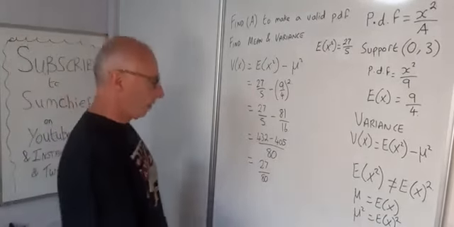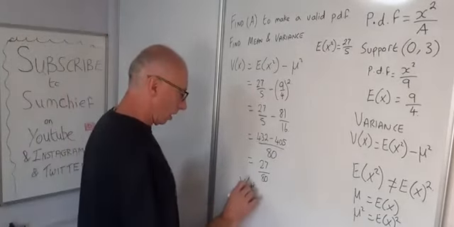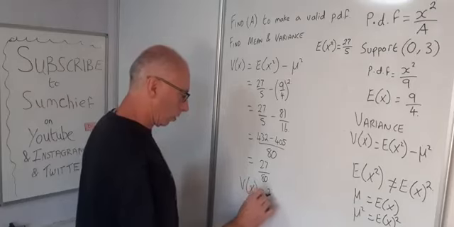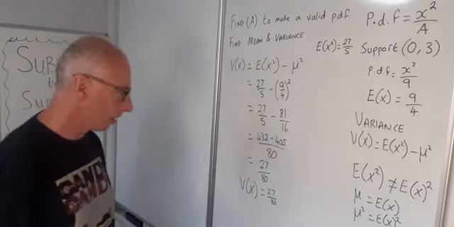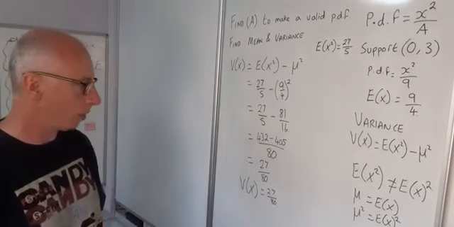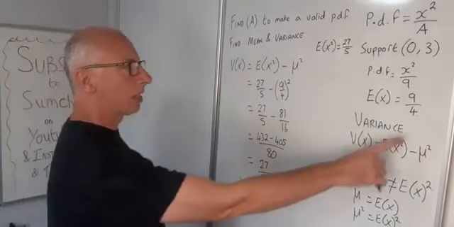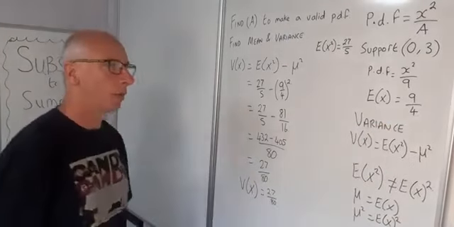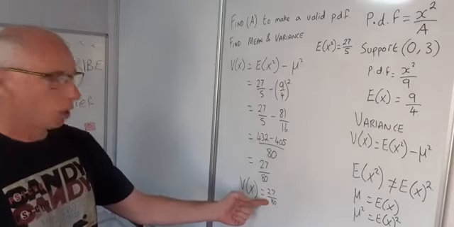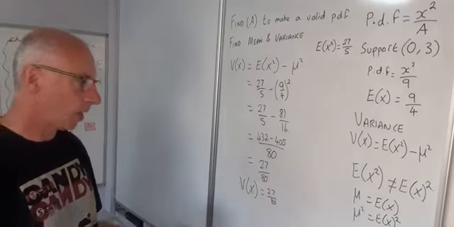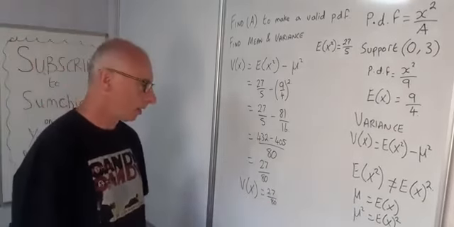So therefore our variance is 27 over 80. And you can simplify that to a decimal if you prefer. Same with this one here, the mean 9 over 4, you can put 2.25. This one as a decimal is going to be somewhere around a third, but I'll leave that for you to calculate. Okay.